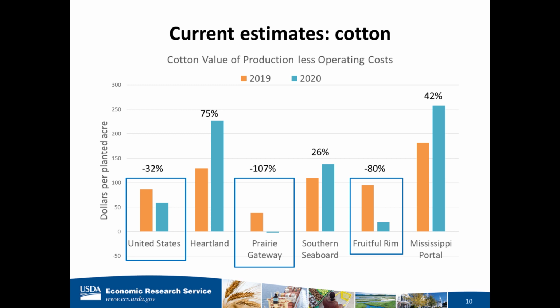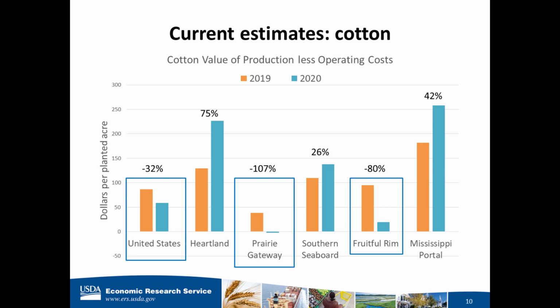So as we can see, some regions in the United States, such as the Heartland, the second set of columns in this chart, really improved their value of production minus operating costs. But other regions, such as the Prairie Gateway, the third region in the chart, and the Fruitful Rim, the fifth region in the chart, experienced big declines in the value of production that are really driving what we're seeing overall in the United States.